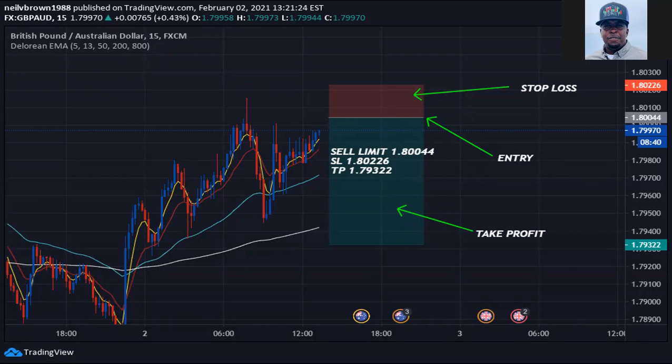Because you see structure in that area and you see price was rejected in that area. Therefore, you see price hit 4, 5, 6 times to the low or the high, and therefore it's going to correct the opposite way in your favor. Sell limits and buy limits are not guaranteed to go with the trend.